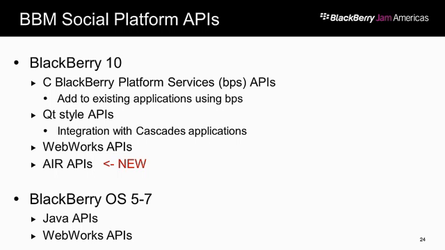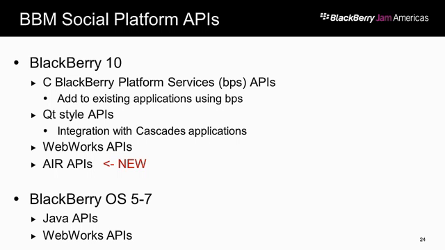The BBM social platform APIs are available across multiple platforms, so you have options depending on what language you used within your application. For BlackBerry 10, if you create an application in C, you can use the BlackBerry Platform Services APIs to integrate with BBM. We also have the Qt or Cascades style APIs for your Cascades applications. We have APIs for WebWorks, and now we have APIs for AIR as well. AIR applications are able to integrate into BBM, and those were just made available this week in the new AIR SDK that came out.